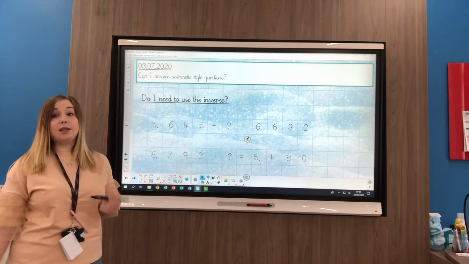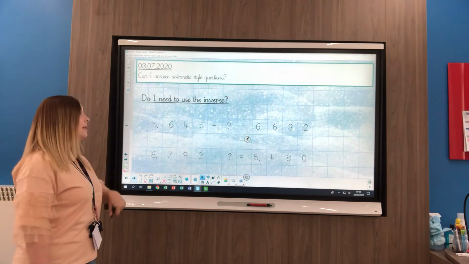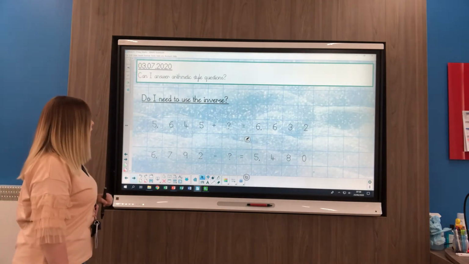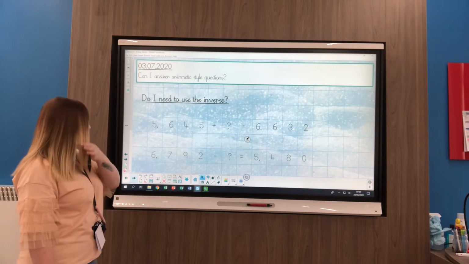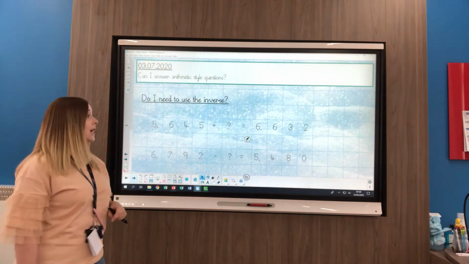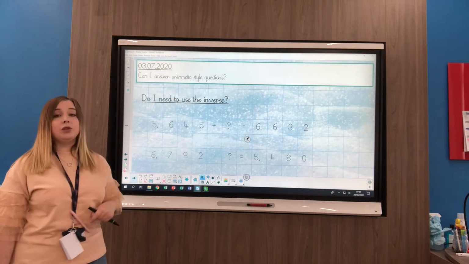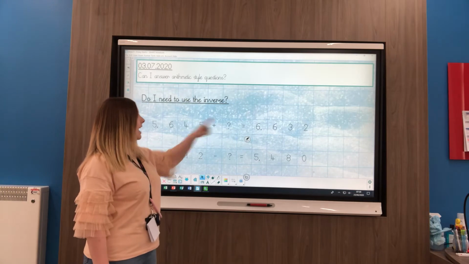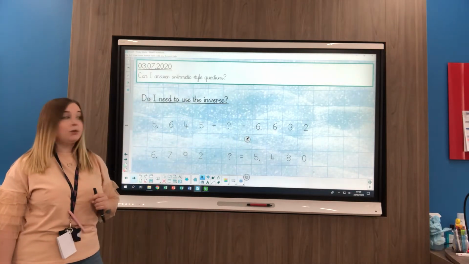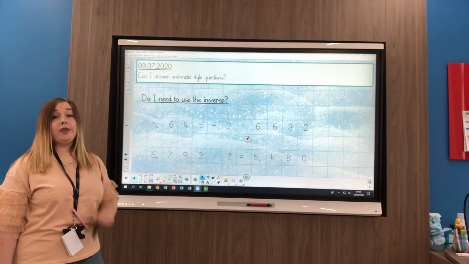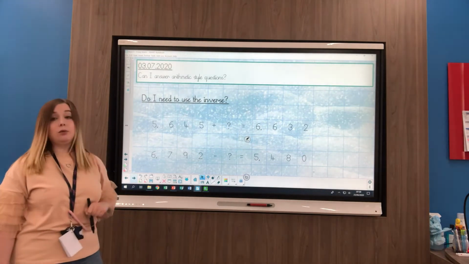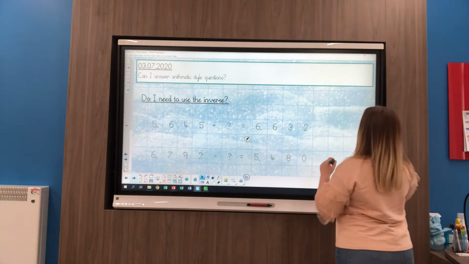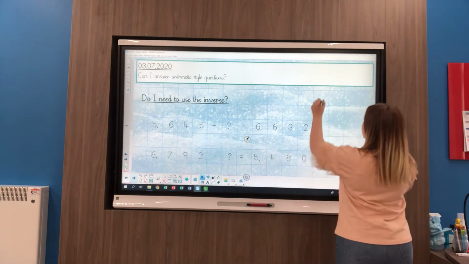Now the inverse is the opposite, but not all missing number questions need you to use the inverse. So I've got a couple here on the board. So 5,645 add something equals 6,632. So I've got this amount and I need to add something else to get to 6,632. For this question, we do need to use the inverse. And the inverse of addition is subtraction. So we're going to have a go at answering this question.